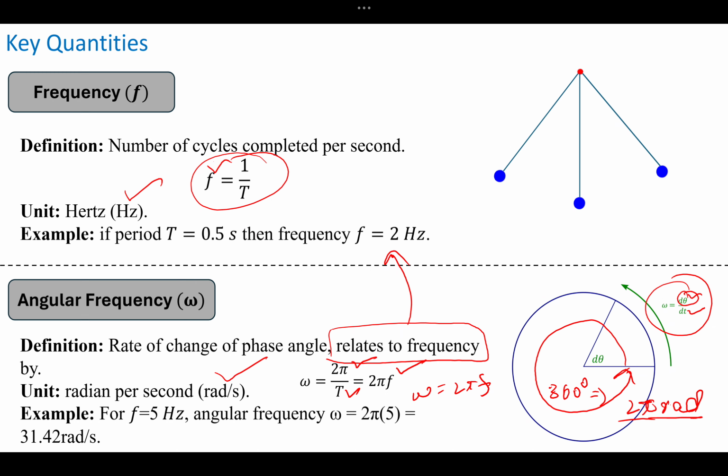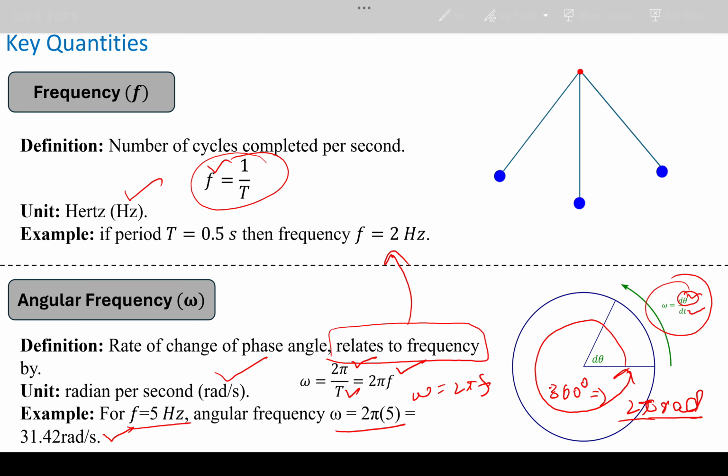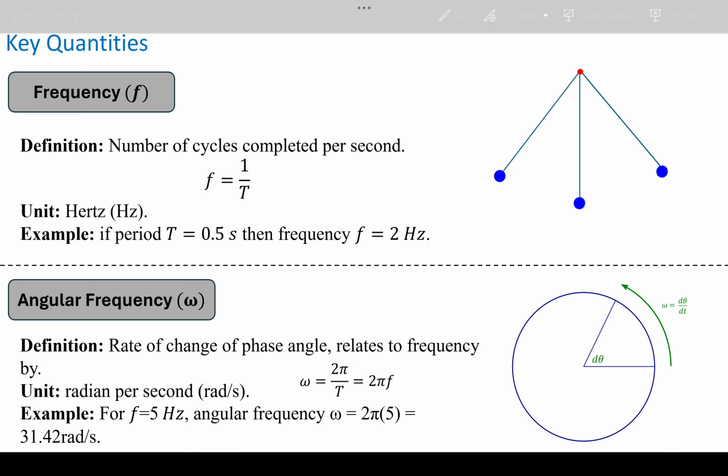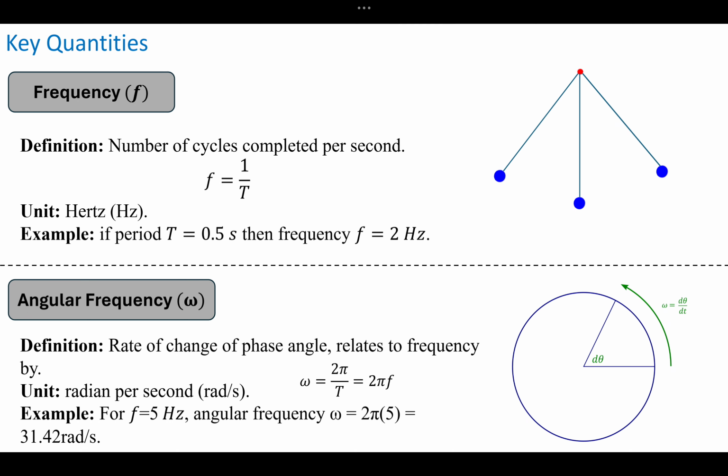For example, if you have a frequency of 5 hertz, which means the body is completing 5 cycles in just 1 second, and you want to find out how many radians per second there are, you can simply use this formula and get the radians per second. So it is a very important relation, and must be remembered.